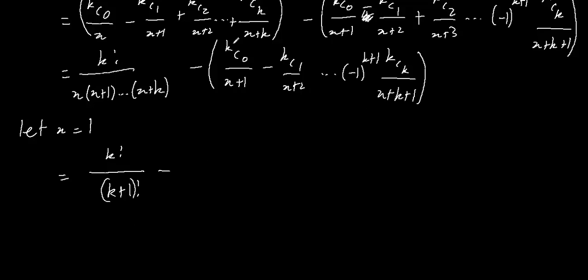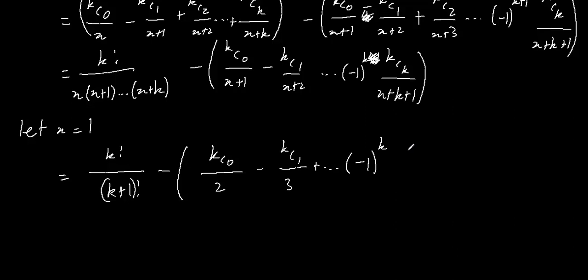Doesn't really matter. Okay, this left bit, when I substitute, I get kC0 over 1 plus 1, which is 2, minus kC1 over 3, plus minus 1 to the k. Instead of k plus 1, this becomes a k, my bad, because now we used up one of those to factor out. So that's just minus 1 to the k, kCk, over, now it's a 1, so that's 2 plus k.